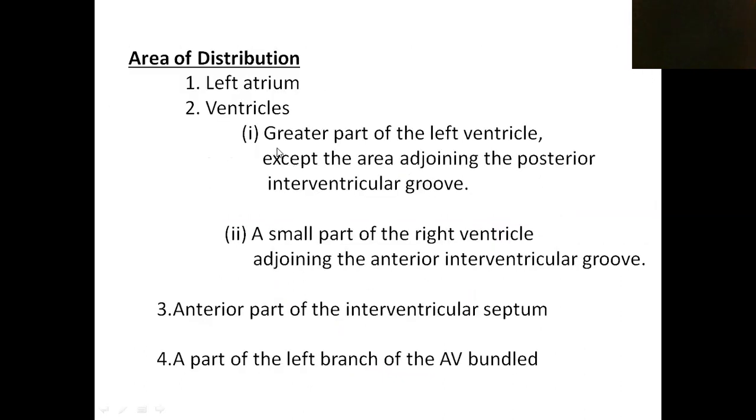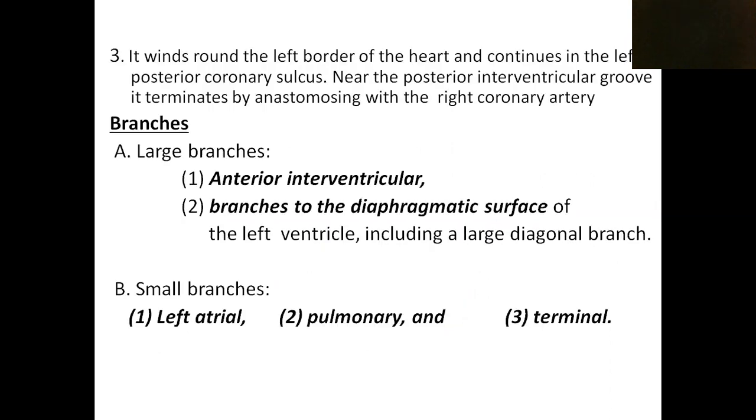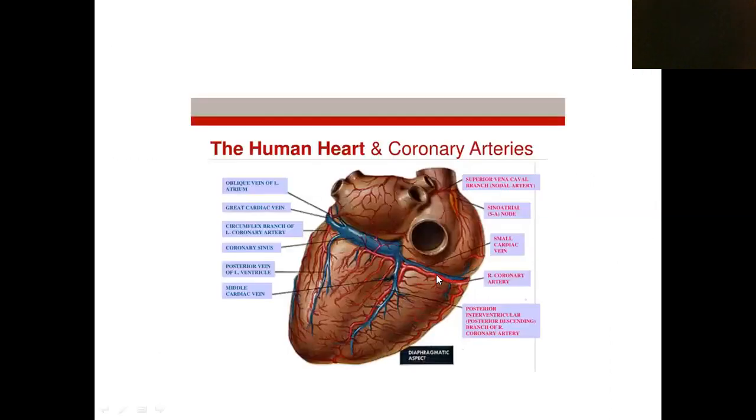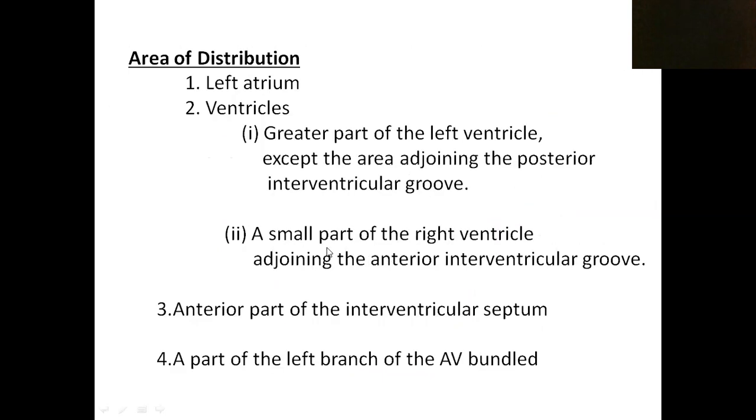Okay, so the greater part of the left ventricle is supplied by the left coronary artery, except a small area near the posterior interventricular groove. I told you, in that posterior interventricular groove we can see the posterior interventricular artery, which is a branch of the right coronary artery. Then a small part of the right ventricle, I told you, is supplied by the left coronary artery. In addition to that, the left atrium, then ventricles, then part of the interventricular septum, and in addition, the AV bundle.